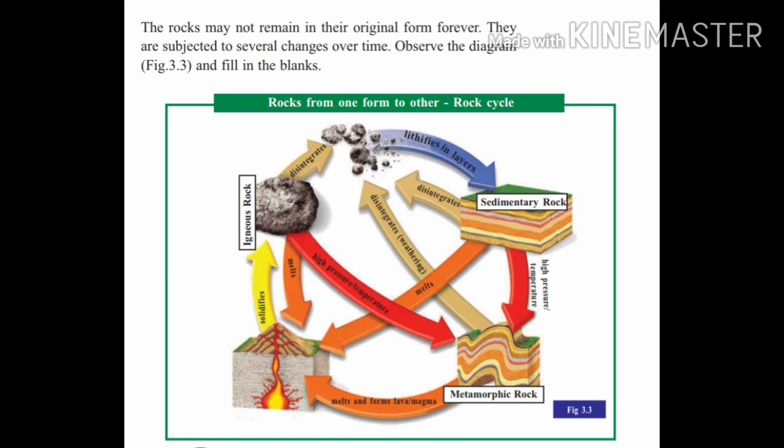And we know that the formation of rocks is a cycle. That means the rocks may not remain in their original form forever. That means igneous rocks will change into sedimentary rocks. Again, sedimentary rocks will change into metamorphic rocks. Metamorphic rocks again change into igneous rocks. This is a cycle. We can call it the rock cycle.